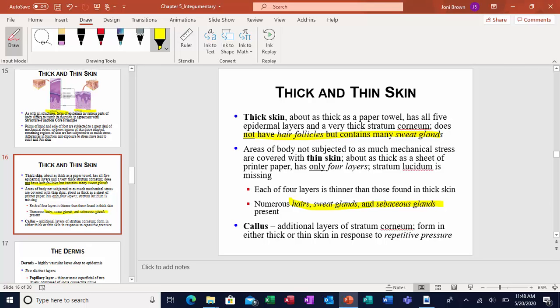Now, what is a callus? A callus forms when you have extra layers of stratum corneum, and you can get a callus in thick or thin skin. It's caused by repetitive pressure. We've heard of corns that people get on their foot. The stratum corneum has just thickened so very much, and a corn pad has something in it that will cause it to loosen and you can peel it off. That's a really nice topic, isn't it?